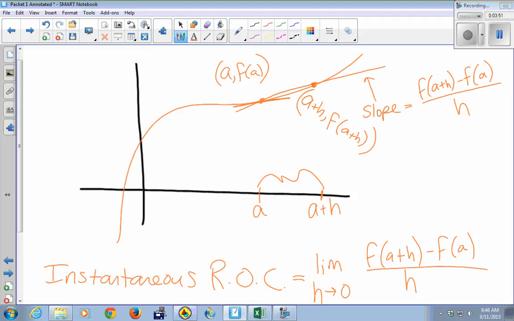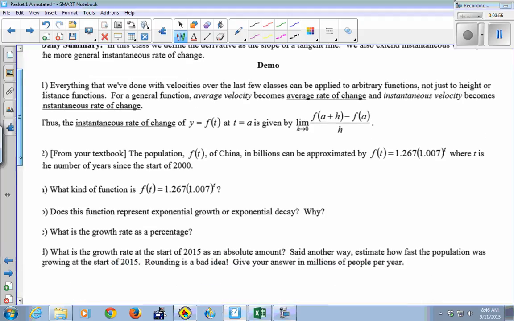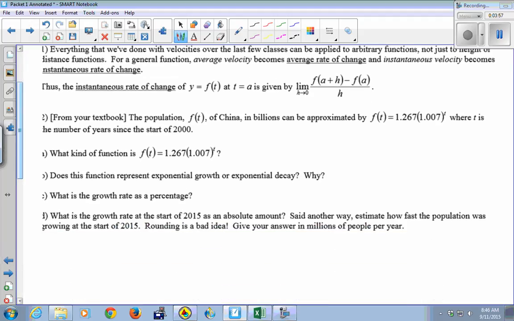All right, so we worked through all of that a couple classes ago. Just to remind you, that's what this expression represents. The difference quotient is the slope of a secant line, which represents average rate of change. When you take the limit as the interval goes to 0, it becomes the instantaneous rate of change, the slope of the tangent line.